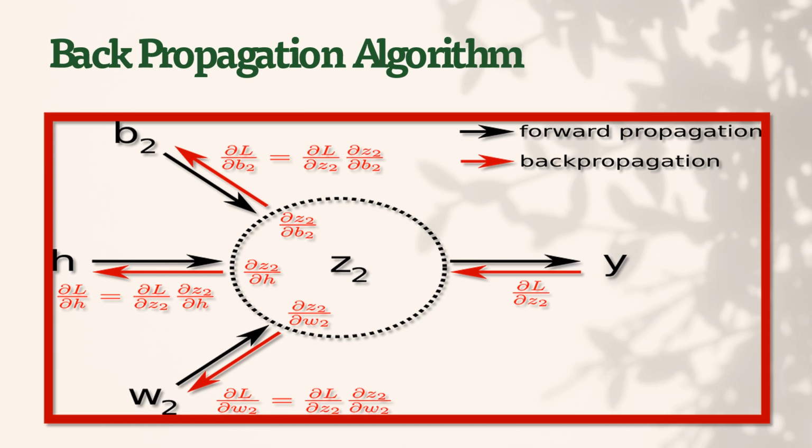Now this backpropagation algorithm is a mathematical method used in machine learning to adjust the parameters of a neural network in order to improve its accuracy in making predictions. And in the business context, this algorithm is often used in applications such as predictive analytics, where the company wants to make predictions about future events based on historical data.